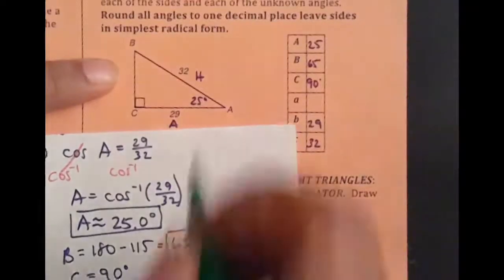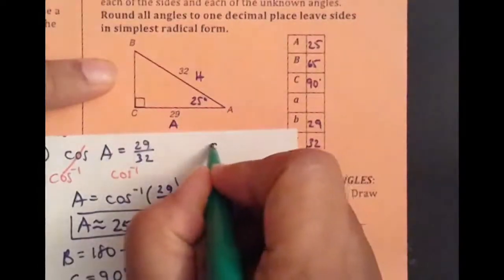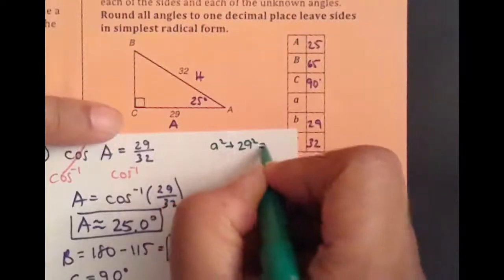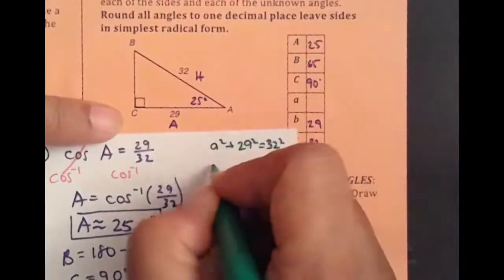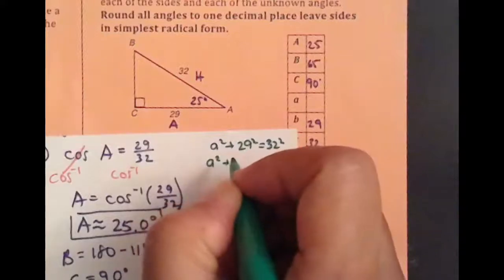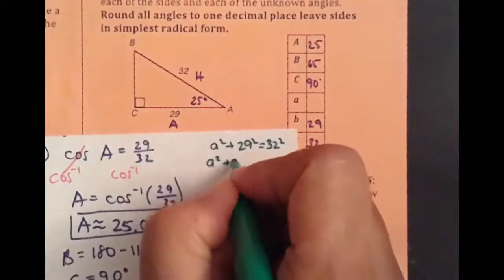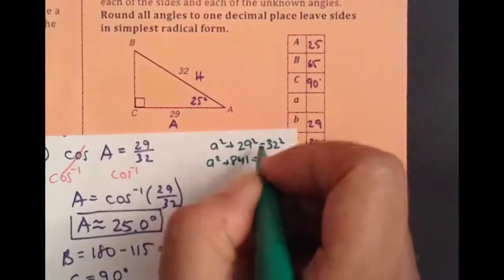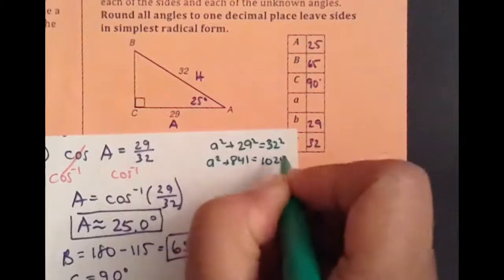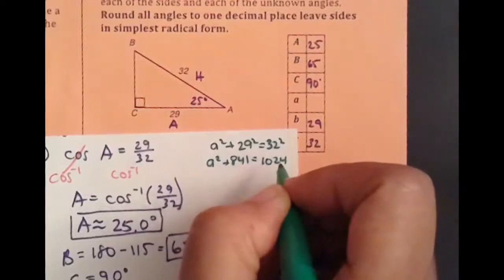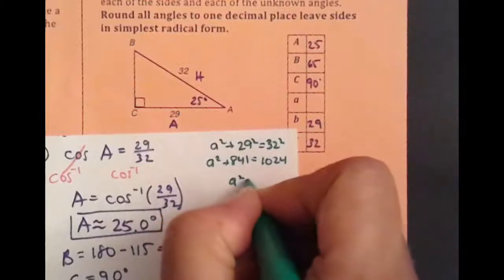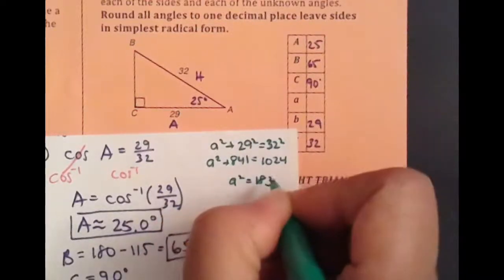So we have A squared plus B squared, so 29 squared, equals 32 squared. Let's go ahead and figure this out. 29 squared is 841, and 32 squared is 1024. Let's subtract the 841 to the other side. So we get A squared equals 183.